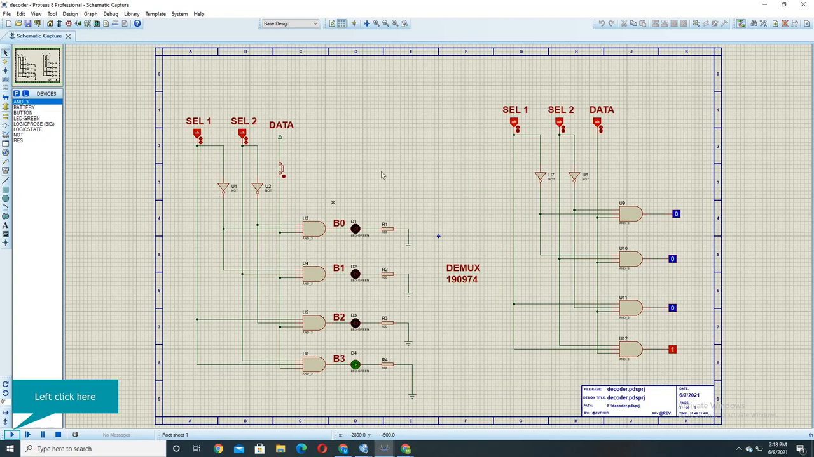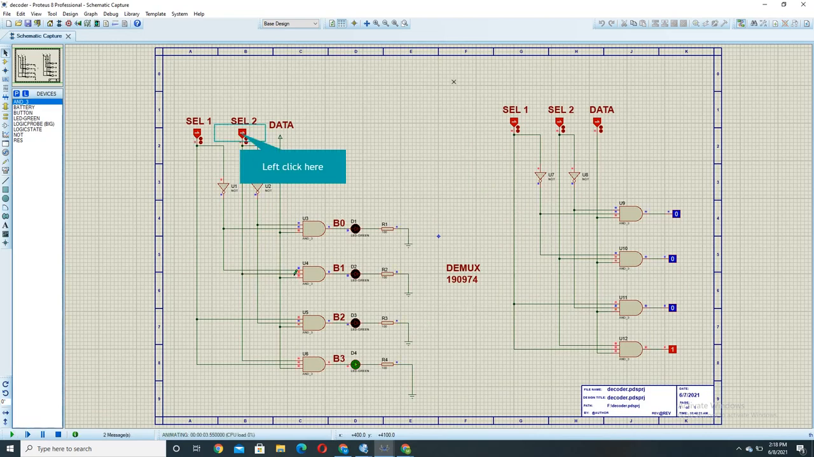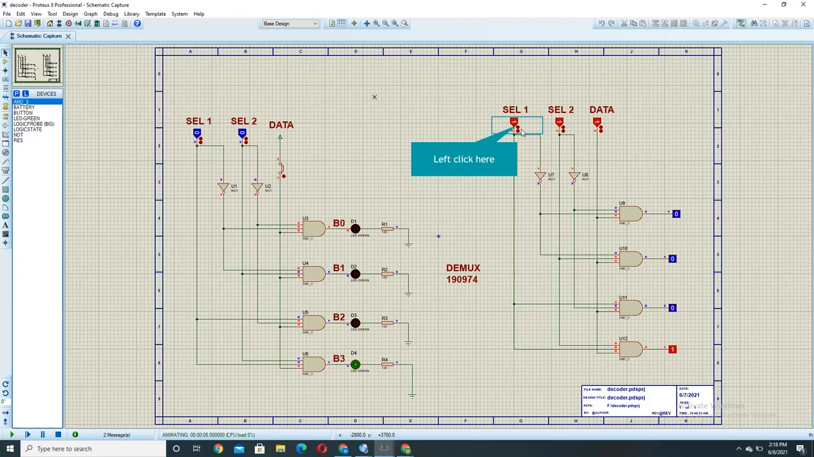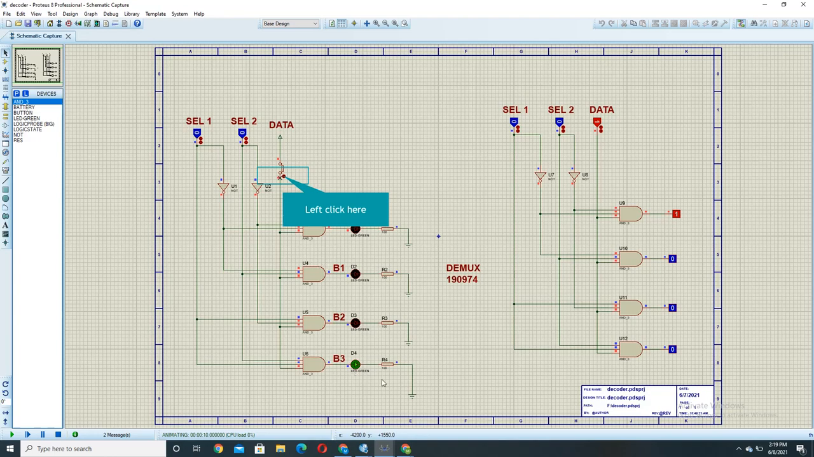This is our demux. We're playing it. You can see its selection lines are working. So when both the selection lines are 1, the output of this is 0. The last output is 1 because this is the data, it is always positive. Now if both the selection lines are 0, then you can see over here.